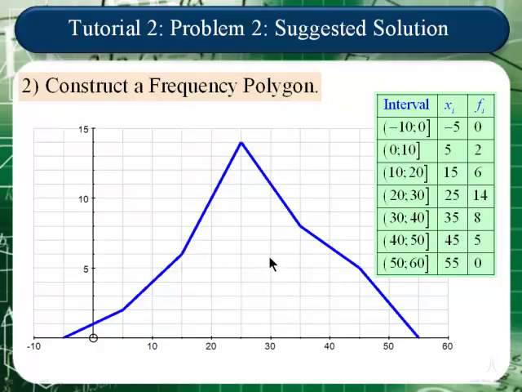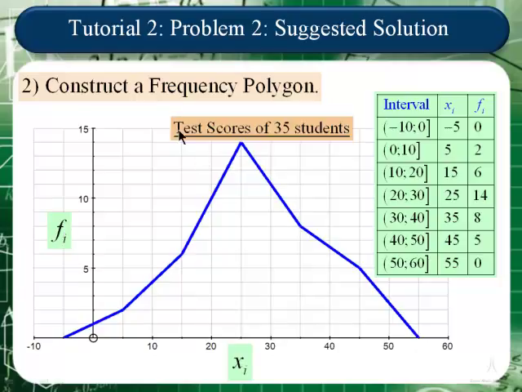All that is left now is to label it properly. On the horizontal axis we have the class mark xi, on the vertical axis the frequency fi, and a suitable heading will be the test scores of 35 students.